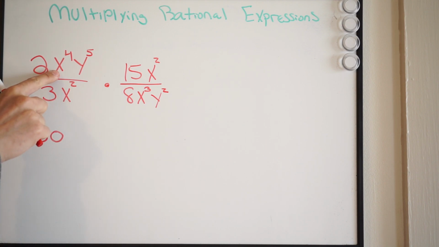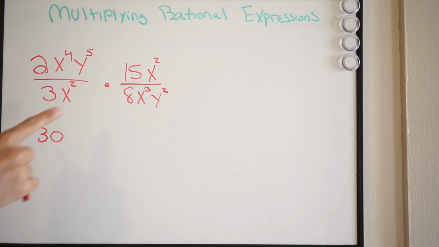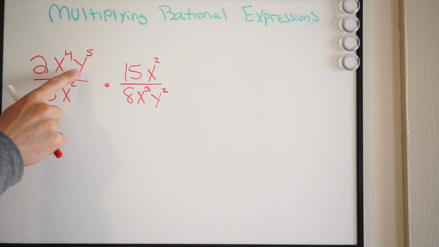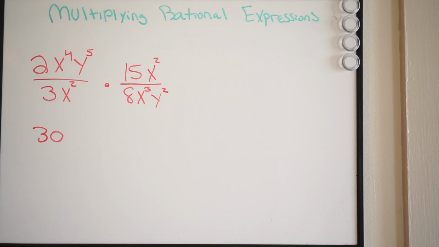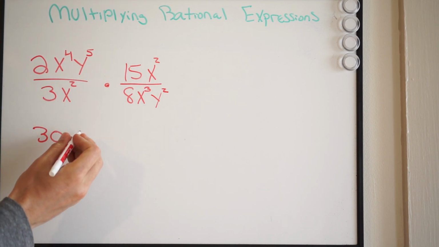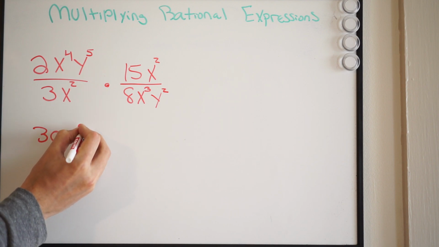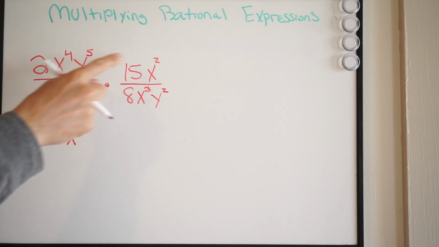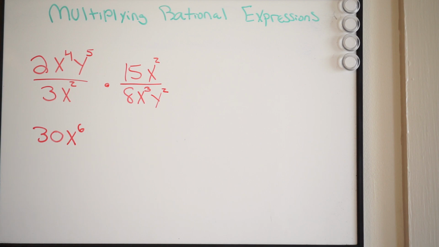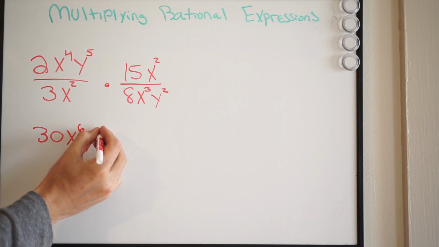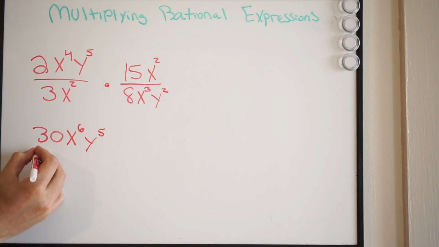And then I have my base of x. I have a base of x here and a base of x here. When we have the same base and we multiply, we add the exponents. So in this case, it's going to be x to the 6th power. And then we have no other y, so it remains y to the 5th. So there's my numerator.